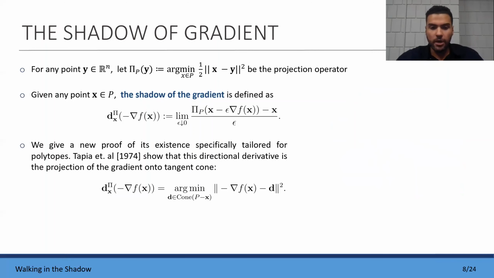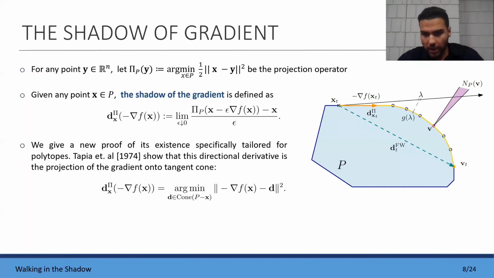In particular, in 1974, Tapia et al. were the first to show that this directional derivative is the projection of the gradient onto the tangent cone at x, or the cone of feasible directions at x. However, we give it the name shadow because it's literally the shadow of the gradient onto the polytope. So if you look at that example here, we start at x_t. We have the negative gradient here at x_t, and the shadow is just this orange arrow we see here.